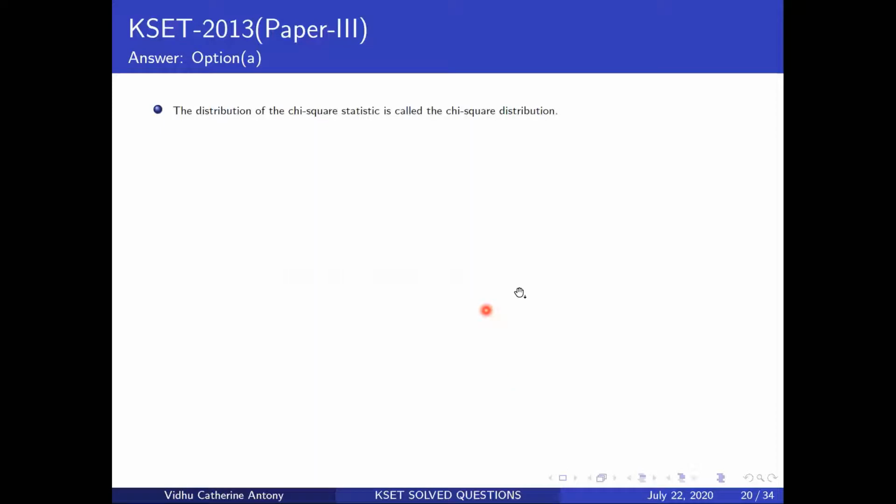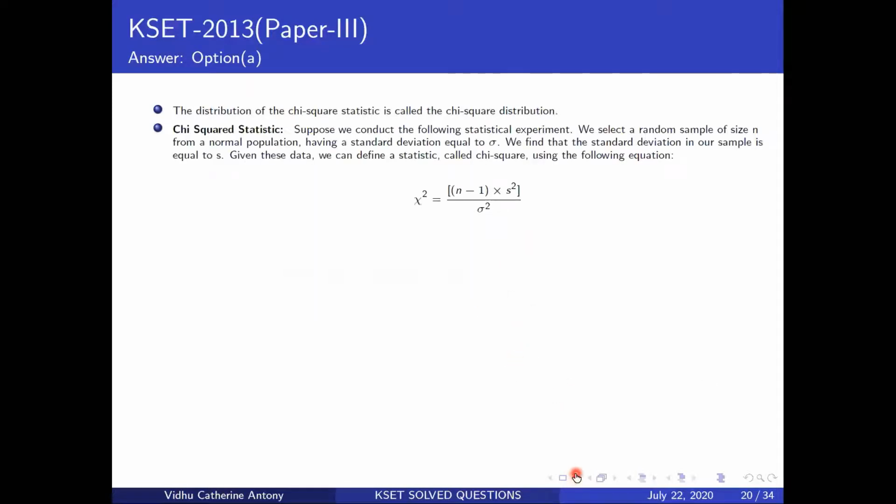Okay, so let's look at the chi-square statistic. A statistic basically means a variable that depends on a set of numerical data. If we select a random sample of size n from a normal population having a standard deviation equal to sigma, we find that the standard deviation in our sample is equal to S. We can calculate the chi-square statistic as n minus 1, where n is the size of your sample, times S squared, divided by sigma squared.